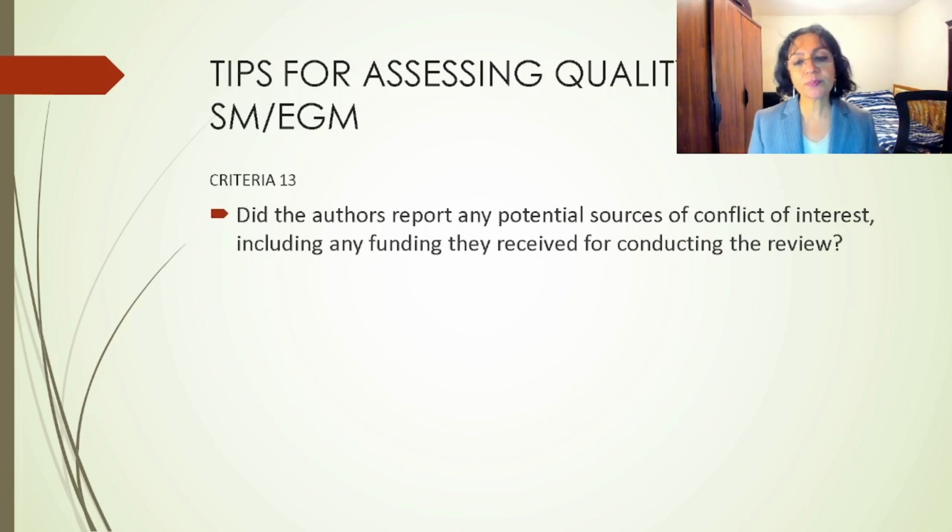Did the authors report any potential sources of conflict of interest, including any funding they received for conducting the review? This could be reported, whether the systematic map is part of a funded project, or whether they have received any funding, or whether they have a conflict of interest. That has to be explicitly reported.